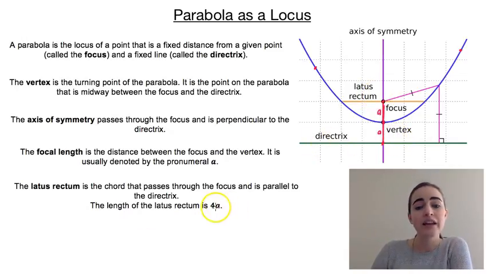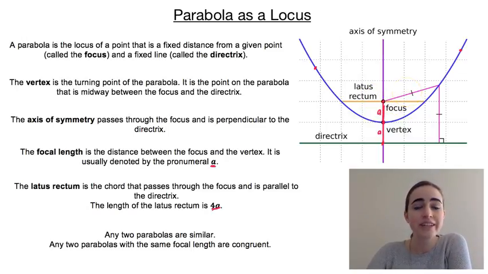Now the length of the latus rectum is 4a, which means it's 4 times our focal length. And you can actually see that really clearly on our diagram. We've got our focal length here as 1 unit, and you can see that the latus rectum is 4 units long.